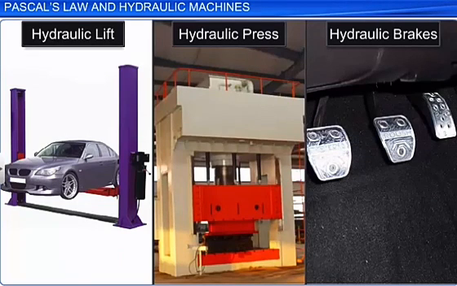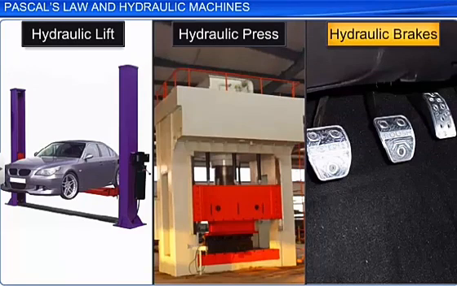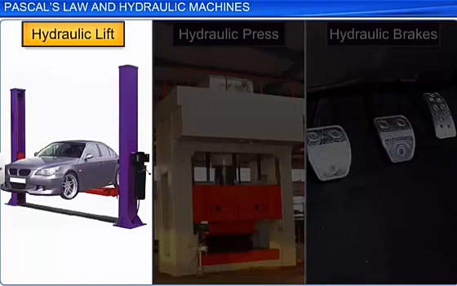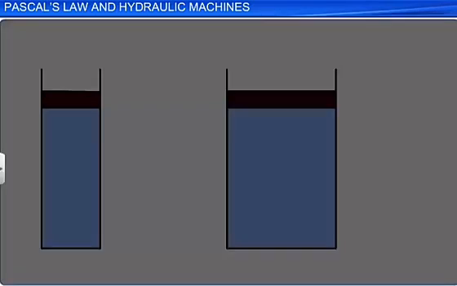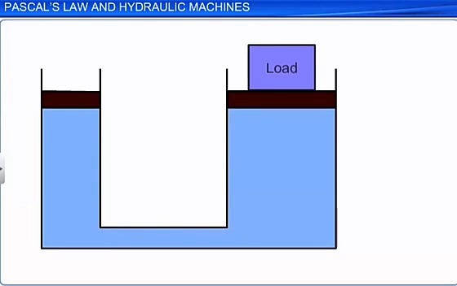A number of devices such as a hydraulic lift, hydraulic press and hydraulic brakes work according to this law. Let us look at each of them in detail. A hydraulic lift is used to lift or support heavy objects. It consists of 2 cylinders fitted with airtight pistons of varying cross-sectional areas. The 2 cylinders are connected to each other with a horizontal pipe, where the container is filled with an incompressible liquid. The load to be lifted is placed on the piston of larger cross-sectional area, A2.